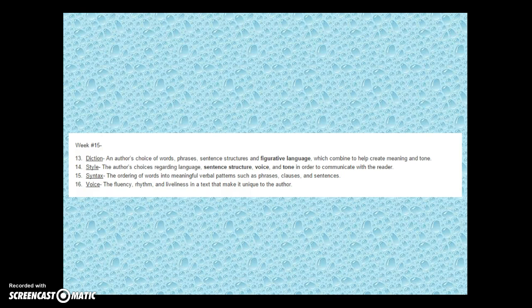So if diction is the word choice, syntax is how you're ordering those things, whether you're using parallelism, whether you are restating something again and again to bring it out, or again, if we say that Sue Monk Kidd's diction is that she's very descriptive, the syntax would be she has really long sentences sometimes to describe the setting or describe the character's expressions because she wants to put you in that place to have you visualize what the narrator, what Lily is trying to have you visualize. Alright, so syntax, word order, and then finally voice, the fluency, rhythm, liveliness in a text that make it unique to the author.